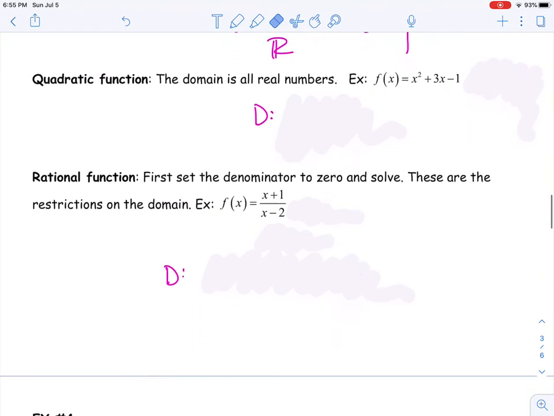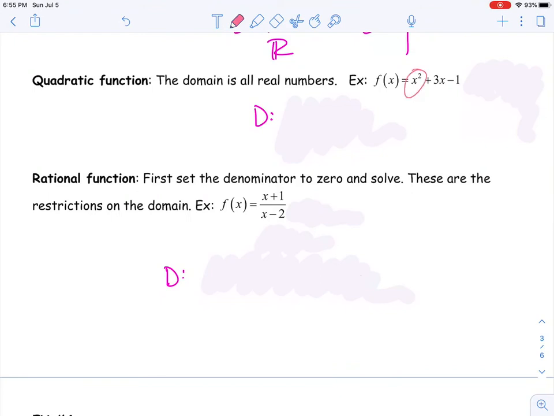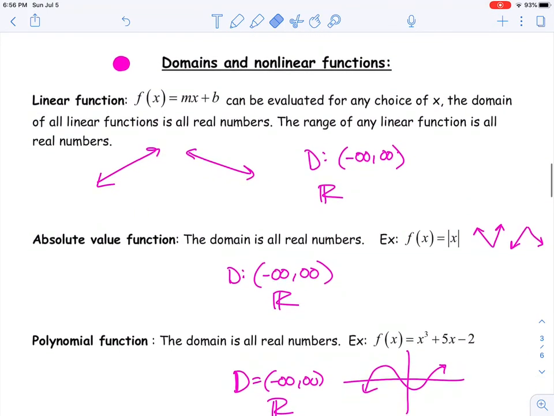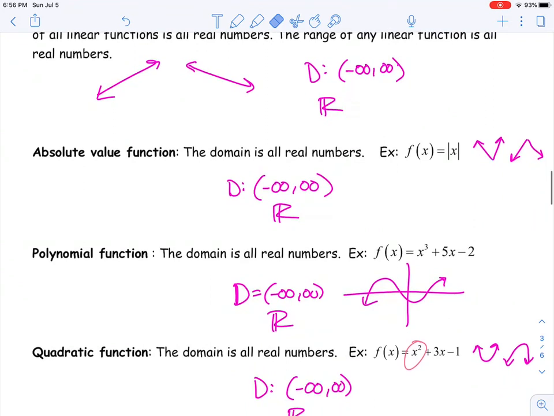Same idea with quadratics. Do you remember a quadratic function has that x squared in it? We know that a quadratic graph is going to be a parabola or a U-shaped graph, maybe an upside down U possibly. And so it's going to go to the left, it's going to go to the right. It's not going to have any issue with or restrictions in my domain. So my domain for any quadratic function is also all real numbers. So far all of these functions have domains that include all x values.